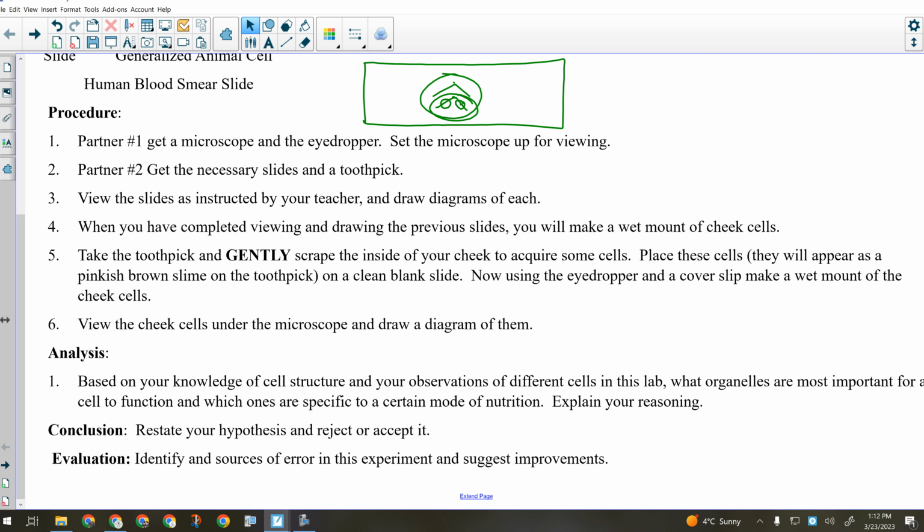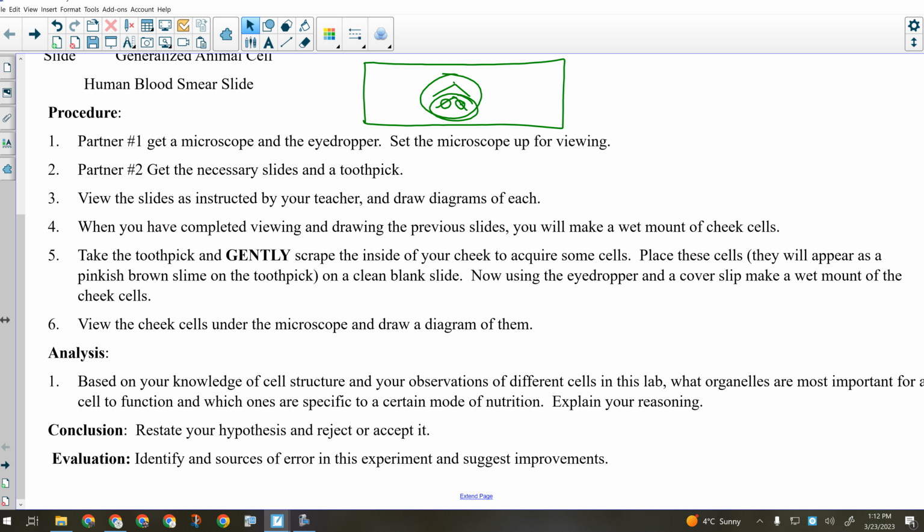Okay, so this is where you would tell me, every cell I looked at had a nucleus because the nucleus does blah, blah, blah. Okay, and you do that for any other structures that are common. And then if you saw some structures only in one type of cell, you could assume that they were probably important for that cell's mode of nutrition.